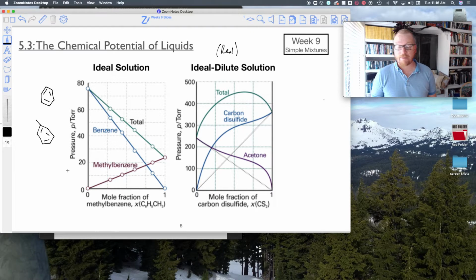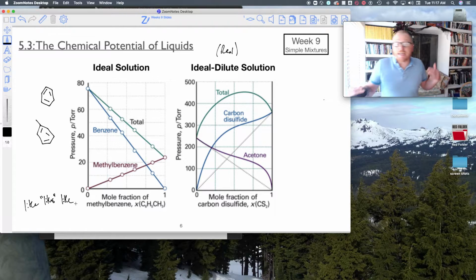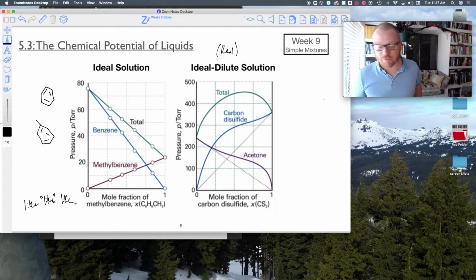The golden rule of chemistry, right? Like dissolves like. So methylbenzene and benzene like each other because they're both very similar.